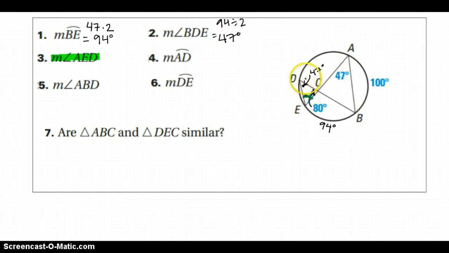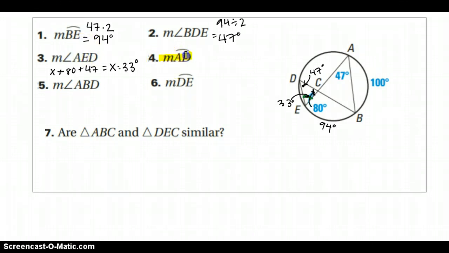So if we want to find the measure of angle AED, we want to see that this is a triangle and all the angles have to add up to 180. So we can say that if I call it angle X plus 80 plus 47, it tells me that this angle must be 33 degrees. So this angle in here is 33 degrees. All right, we have 1, 2, and 3 done. So let's look at 4.